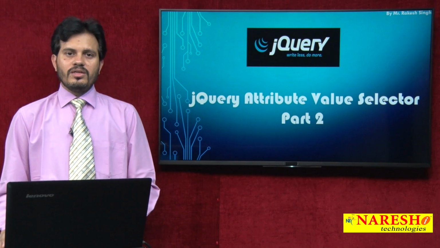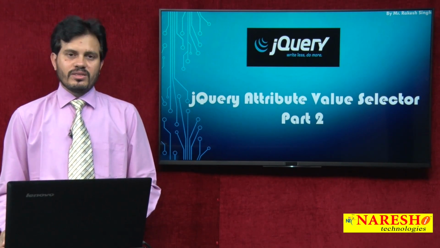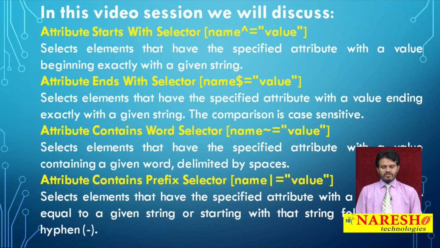So there are attribute value selectors we haven't discussed. In today's video session we will discuss the attribute starts with selector. What is required for it? In a square bracket, the name of the attribute, caret symbol, equals to value. Means selecting the elements with the specified attribute that starts with this specified value.